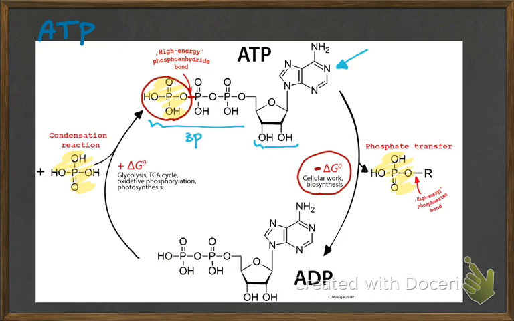So now what's left is 2 phosphate groups. That's why we call it adenosine diphosphate. Before, we were calling it adenosine triphosphate.